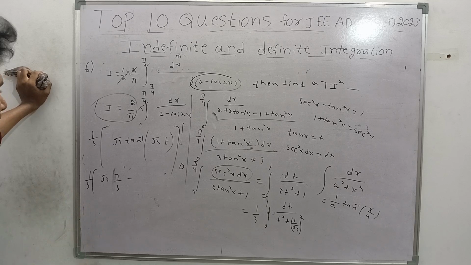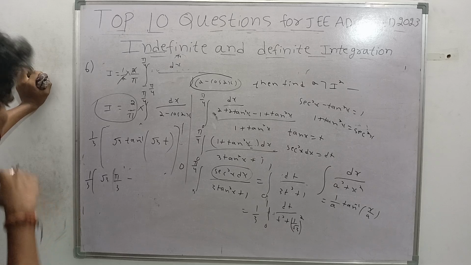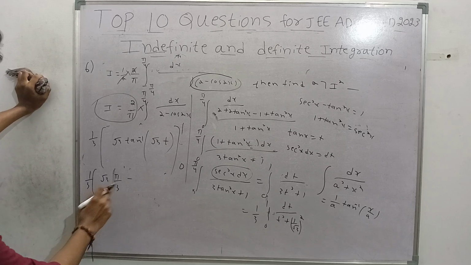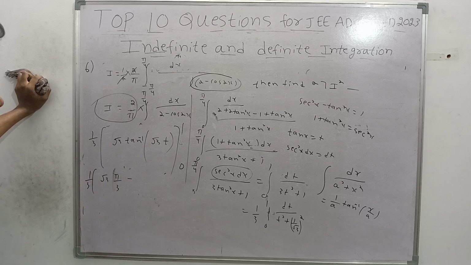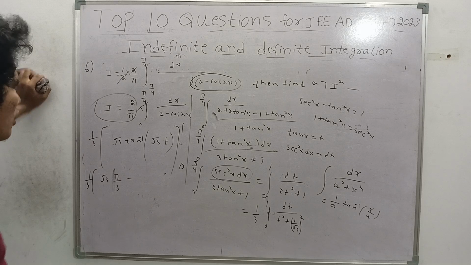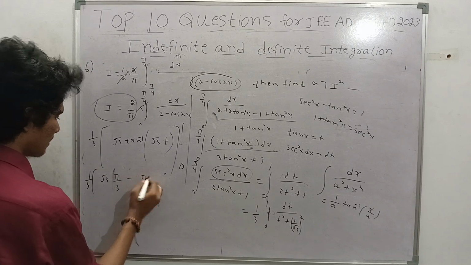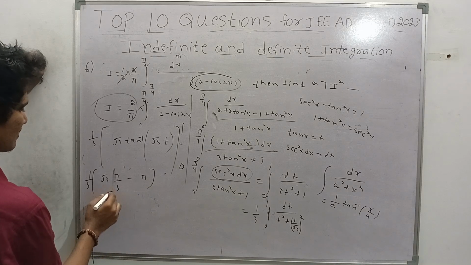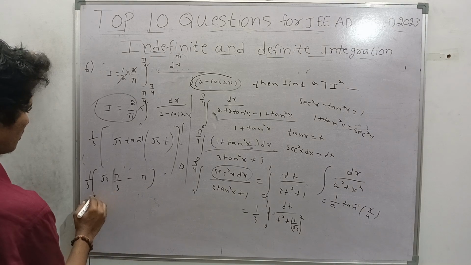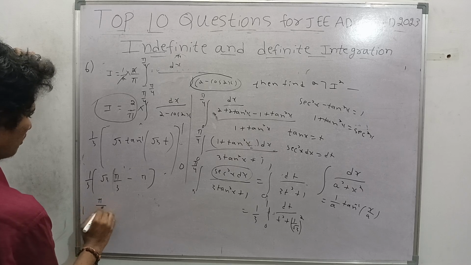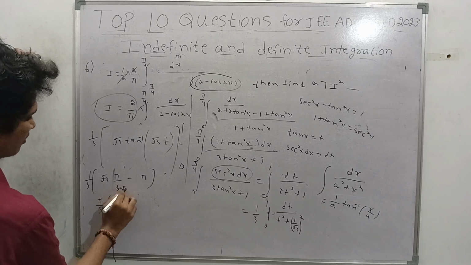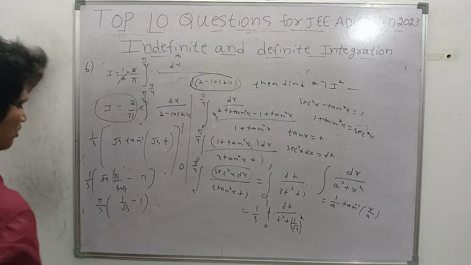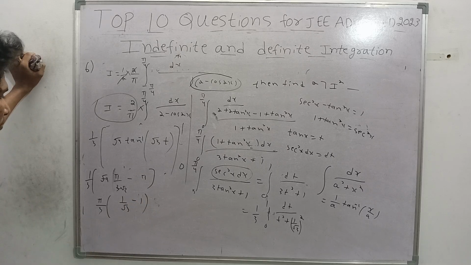Up to now what we have done is correct. Now you have to do a very crucial step. It is root 3 into pi by 3 only. When we apply 0 here, it is tan inverse 0. What is tan inverse 0? It can be 0, it can be pi. Suppose we check it is pi. Here we can take pi by 3 common, and it will be 1 by root 3 minus 1.